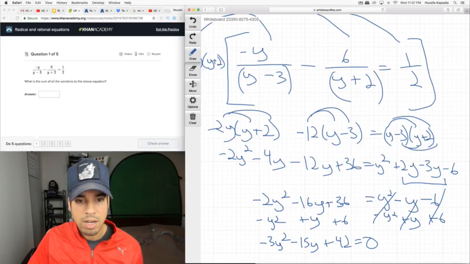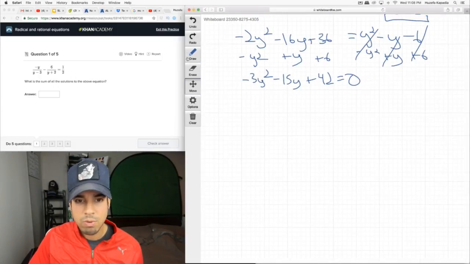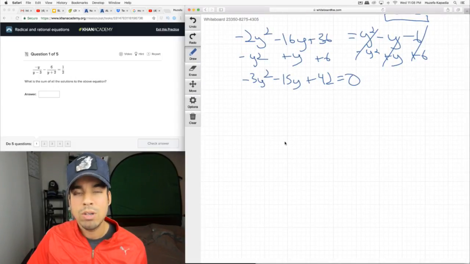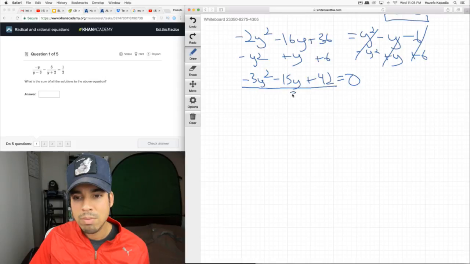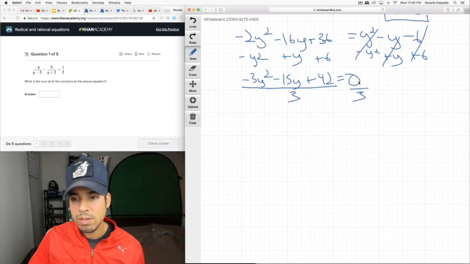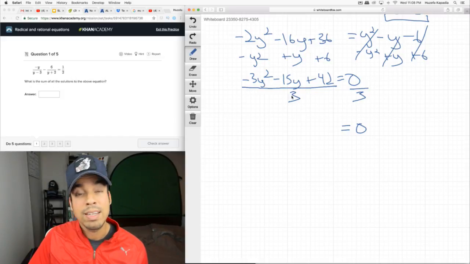And now we see if we can FOIL this guy, right? We got everything perfect. We could also plug it into the quadratic. The first thing I'm going to do before I factor, make life easier on myself, I'm going to divide everything by 3. Because I can divide both sides by 3. 0 divided by 3 is just 0. That becomes, and I'm going to make it negative 3.